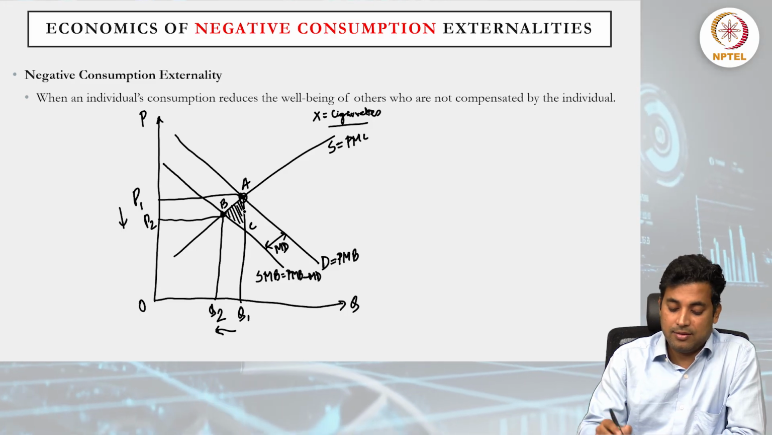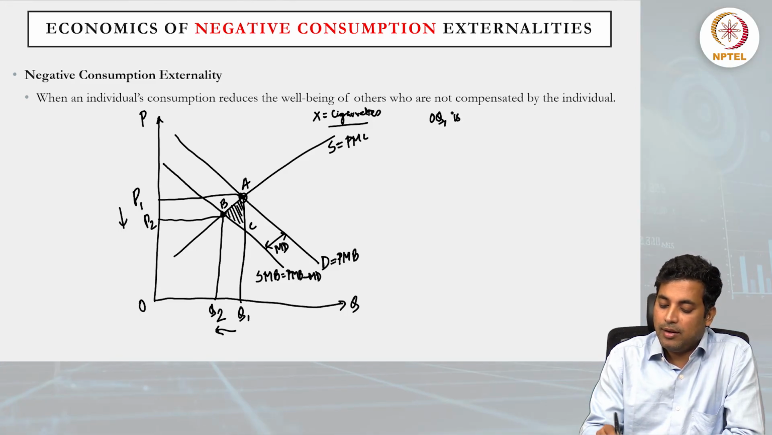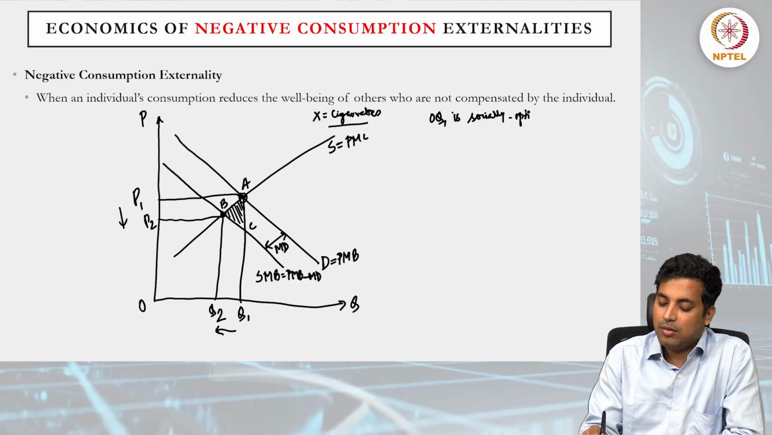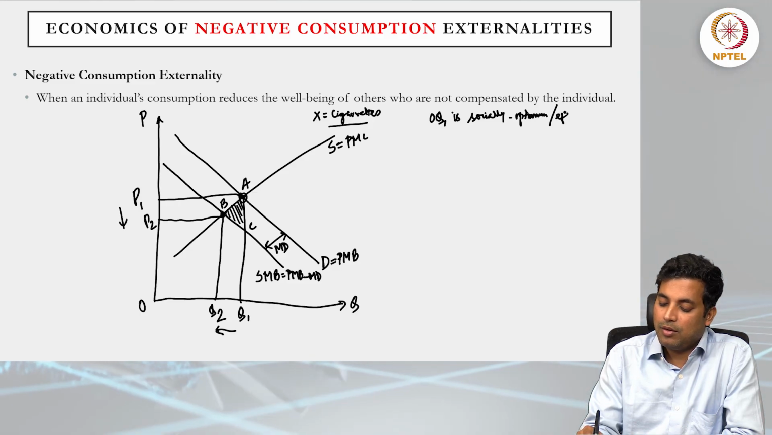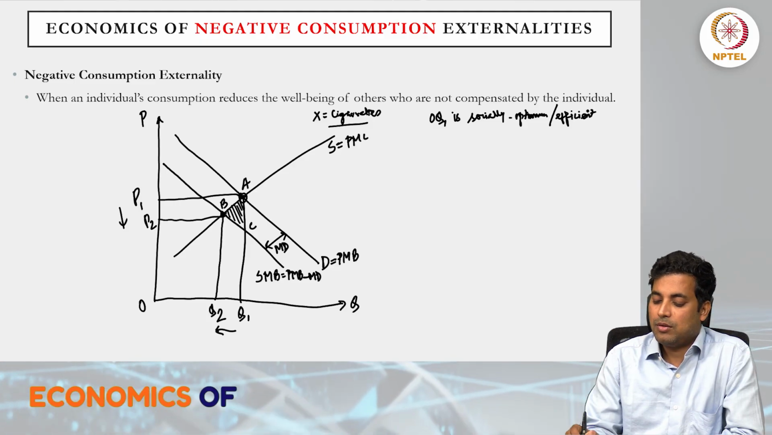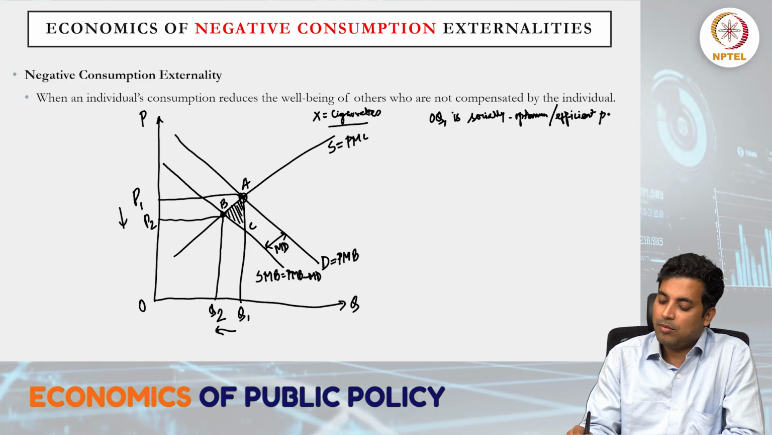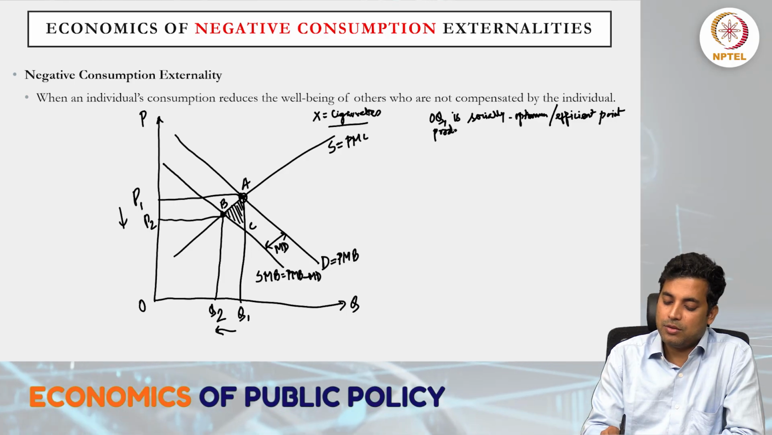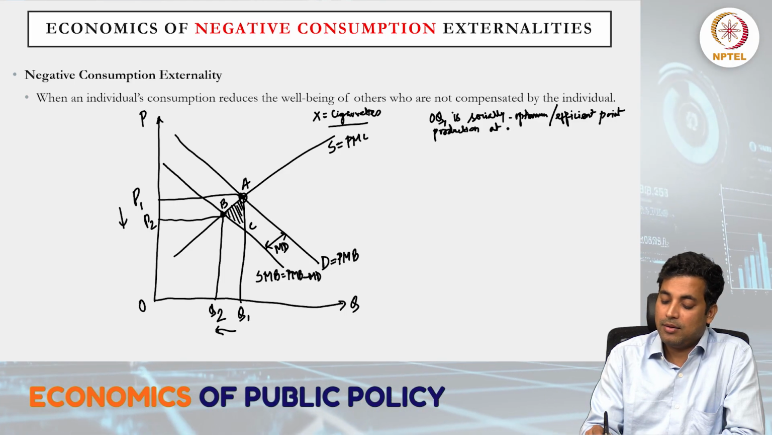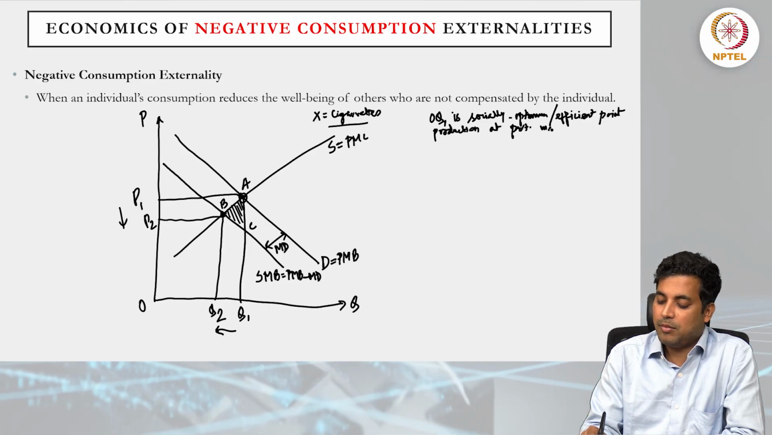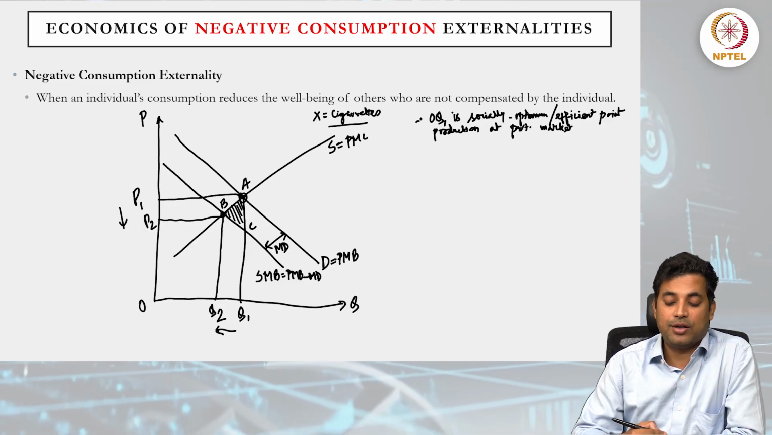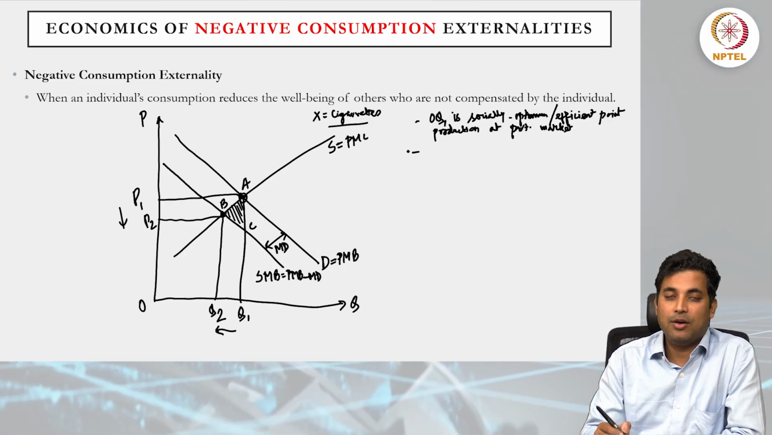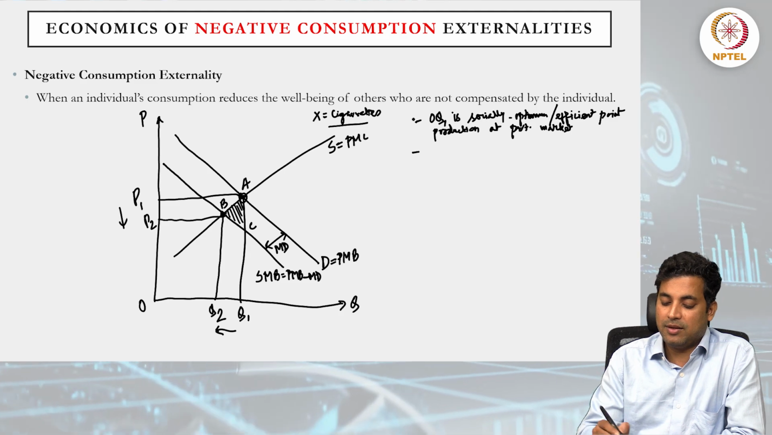So in the private market, OQ1 is the socially optimal, efficient point or amount of production at private market, which is certainly not the socially optimum or efficient amount for the whole society when we consider all the consumers in this particular market.